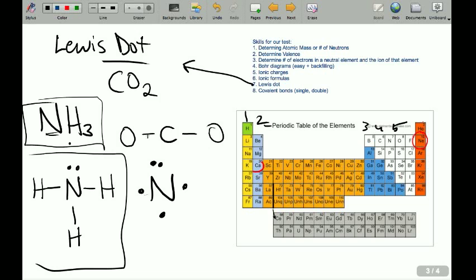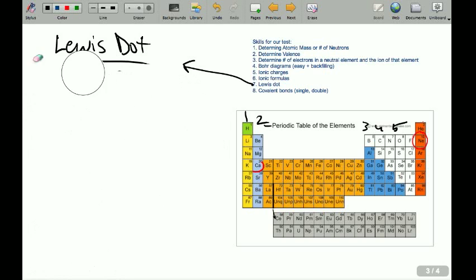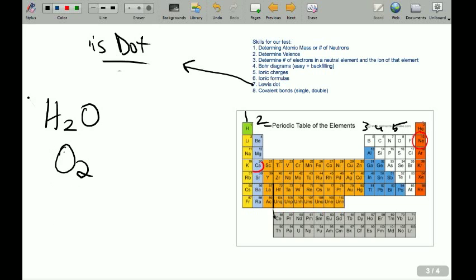This is wrong, by the way. This will be a double bond. I'll show you in a second. Okay. So here are the ones that you have to know how to do for covalent. Please show me water. Who else? I want you to be able to do O2, NH3, CH4.